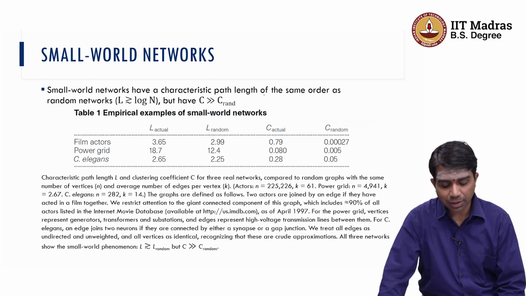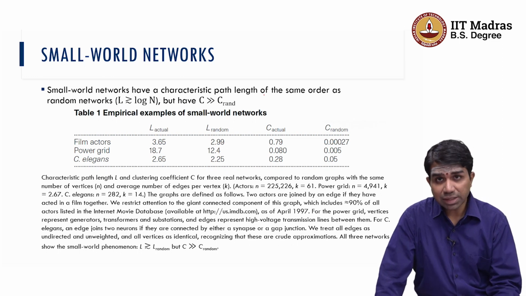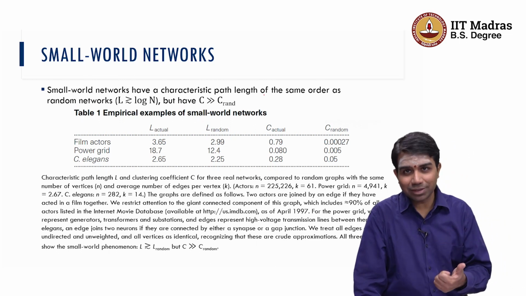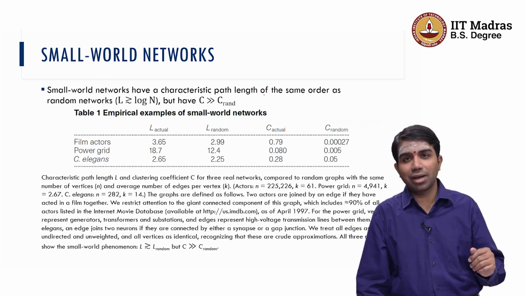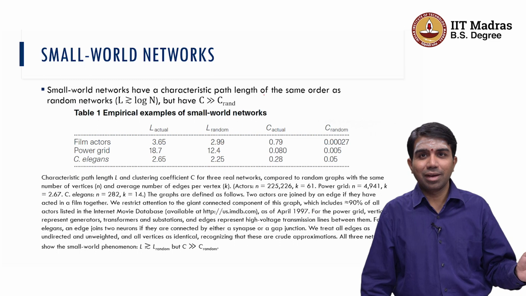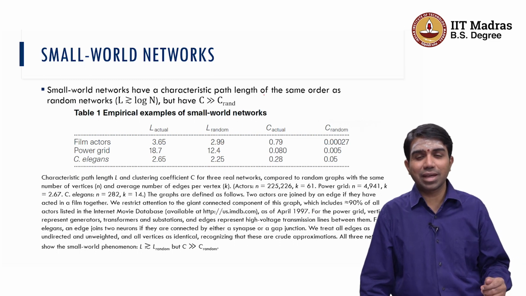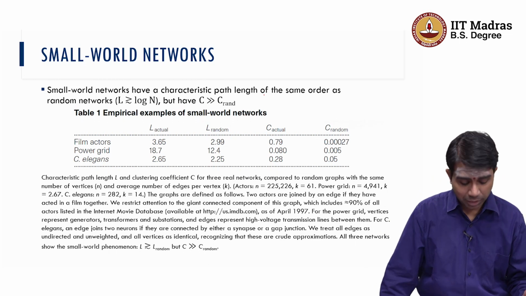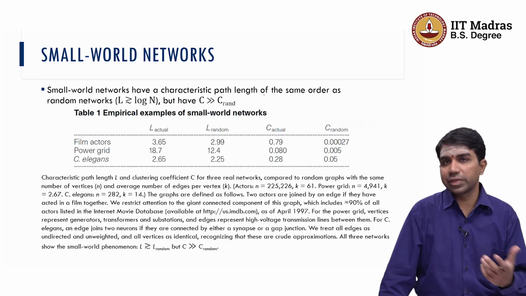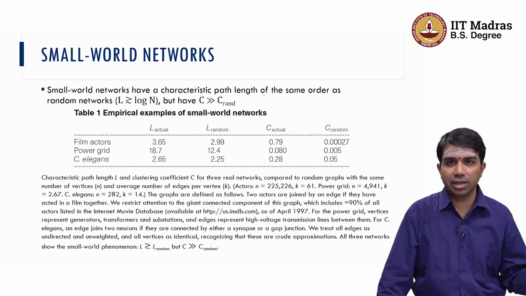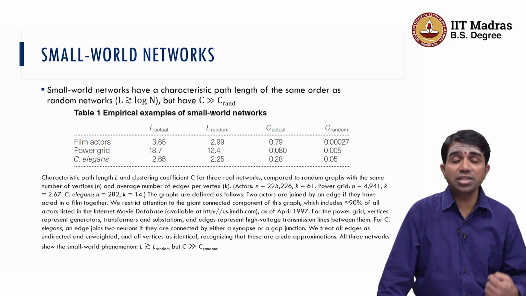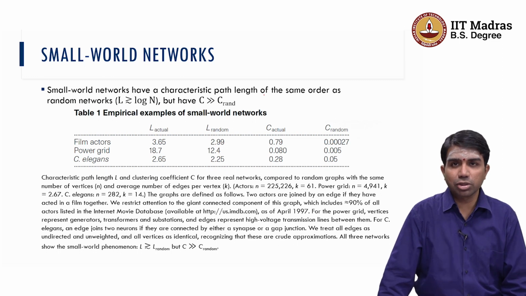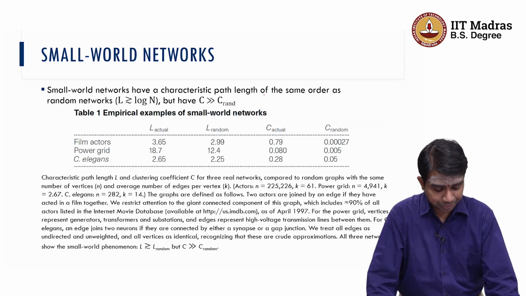So, they showed that, for a bunch of networks that they studied, basically they studied a film actor network again. I'll ask you to recall the Bacon number, the Kevin Bacon game that we were talking about a few classes ago. And then there is a power grid network and the C. elegans neural network. C. elegans is a very famous worm model organism used in biology, with a relatively small network of fewer than 300 neurons.